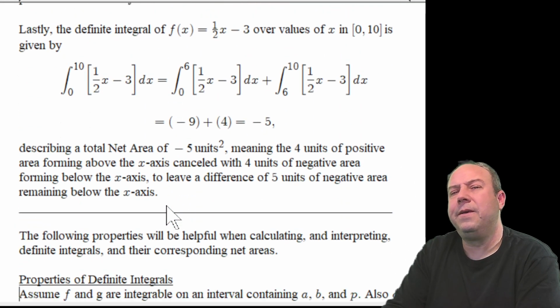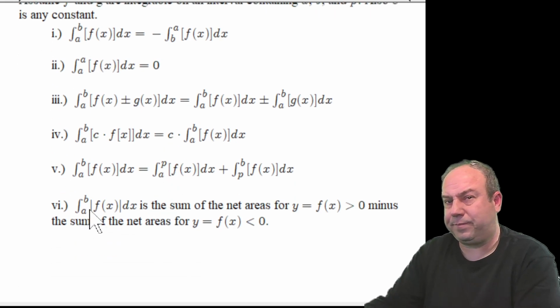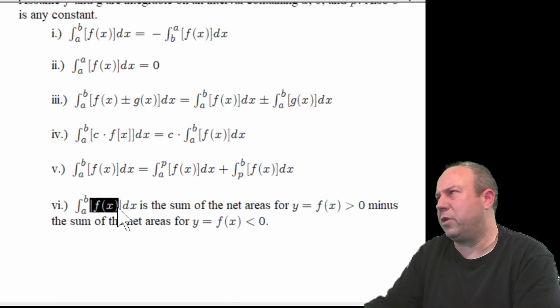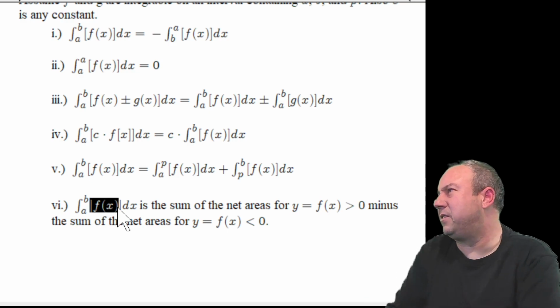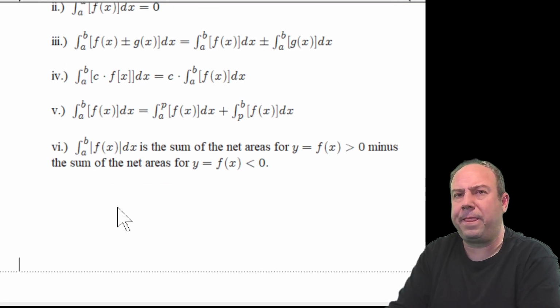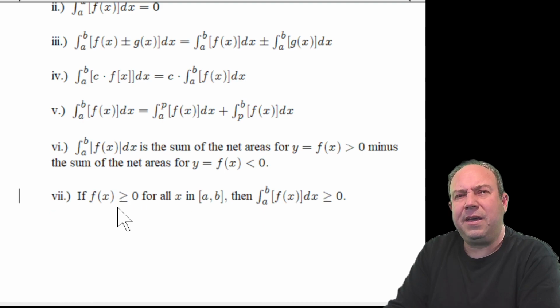All right? That's what this property for absolute value is saying. In Calc 2, we're going to see some calculations involving absolute values. That's why this is kind of appearing here. Right, kind of preparing us for that. And then a few others.